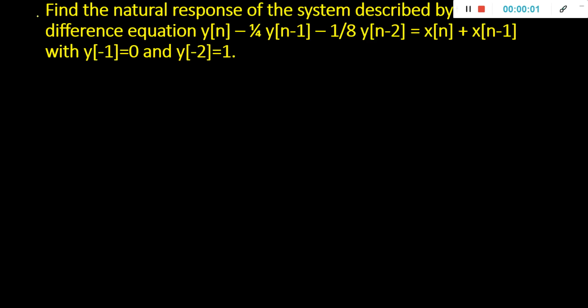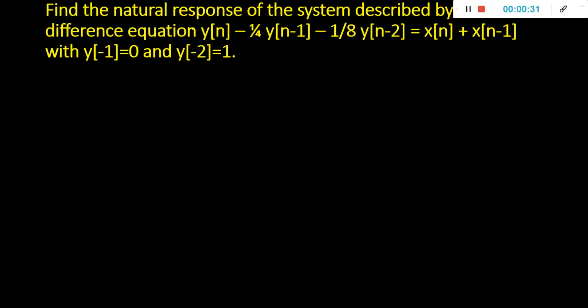Welcome to the video. In this video, let's try to find the natural response of the system described by the difference equation y(n) - 1/4 y(n-1) - 1/8 y(n-2) = x(n) + x(n-1). The initial conditions are given as y(-1) = 0 and y(-2) = 1. So let's get started.